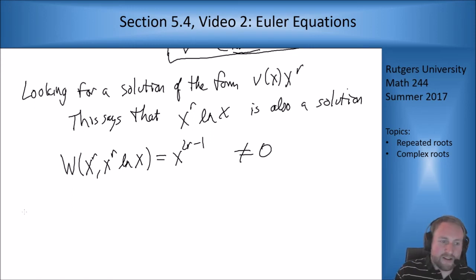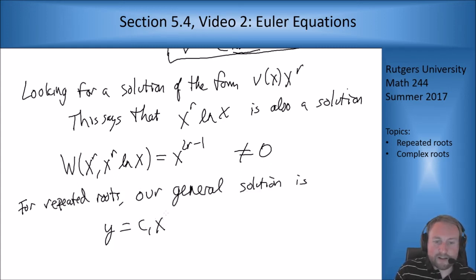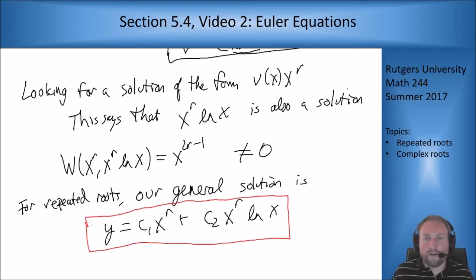So we're good, and in this case, for repeated roots, our general solution is y equals c1 x to the r plus c2 x to the r log x. All right, there's the case for repeated roots. That was a while to get through all that, but this method we will see again when we do repeated roots for constant coefficient equations in the next section.